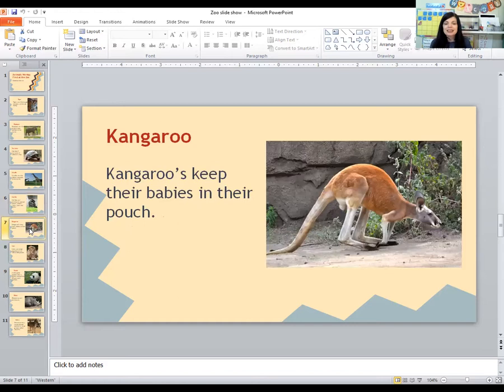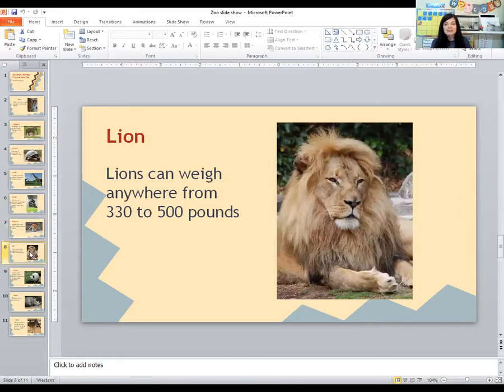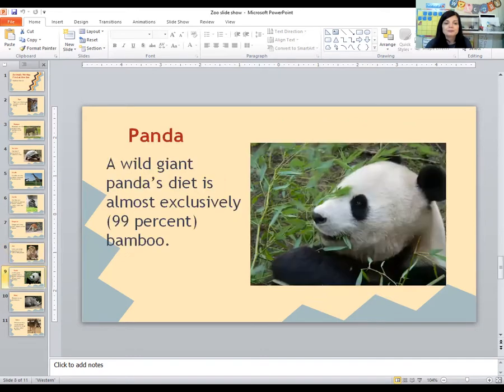What animal is this? It's a kangaroo. Look at those long back legs that help the kangaroo to jump really far. Kangaroos keep their babies in their pouch. What's this? A lion, and a lion can be really big and weigh up to 500 pounds. A lion has hair all around its face. That's called a mane.